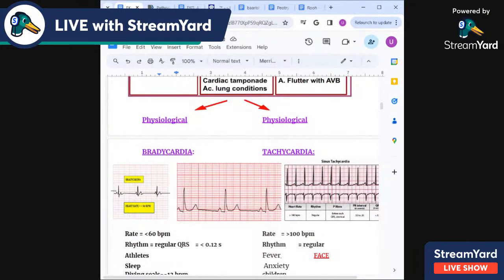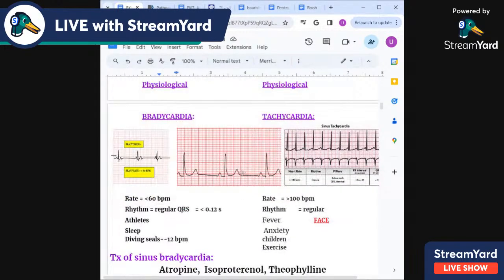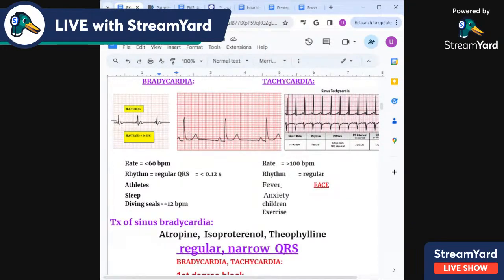The first is the physiological bradycardia and tachycardia. In bradycardia there is narrow QRS with a slow rate, less than 60 beats a minute, and the rhythm is regular. It occurs in athletes and during sleep, and it may also occur in diving seals, where the heart rate may be as low as 12 beats a minute. The treatment for physiological bradycardia is atropine, isoproterenol, or theophylline.